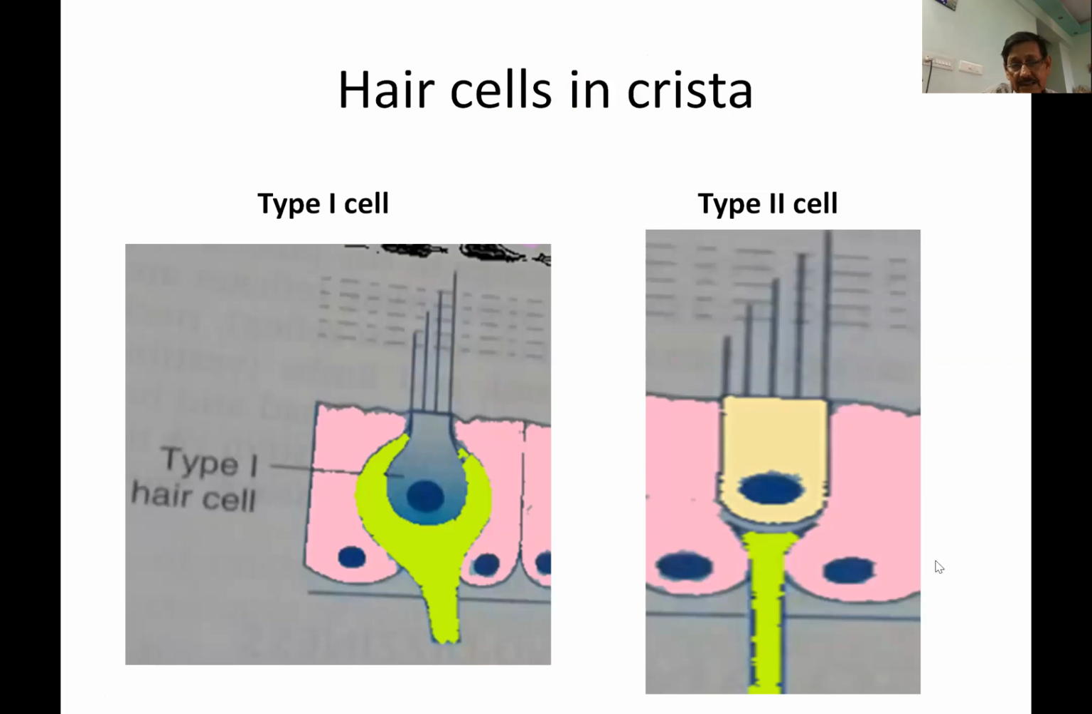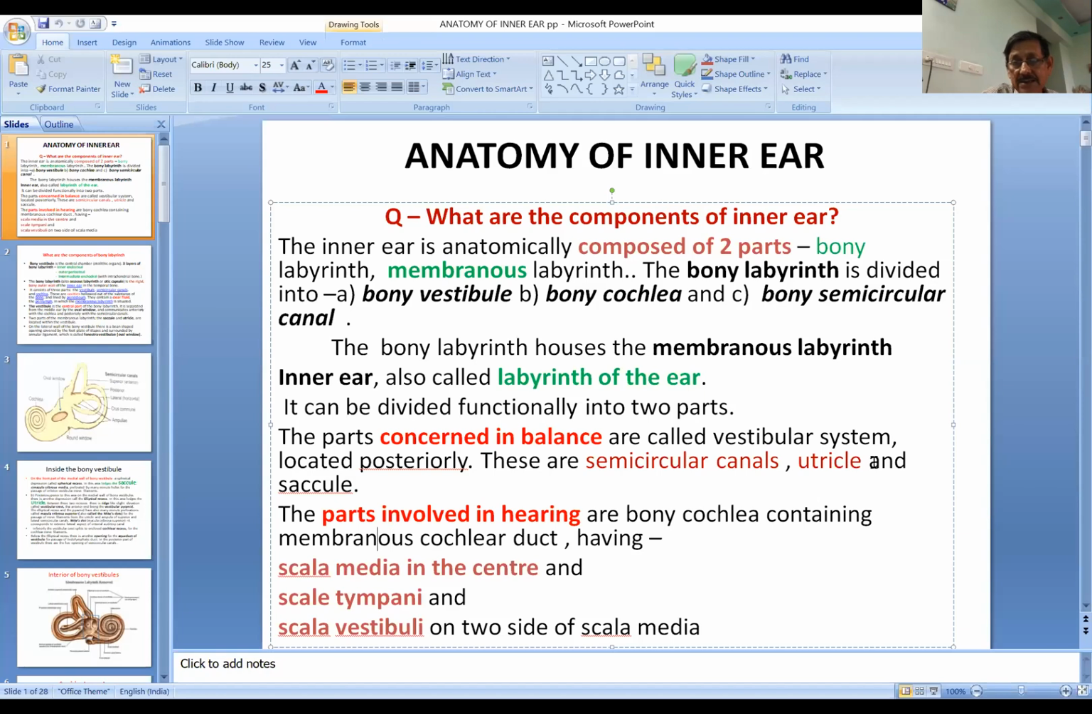The hair cells in the crista are also like this, flask-shaped, and they are type 2 cells. So this is what I discussed, all about the anatomy of the middle ear and inner ear, sorry.